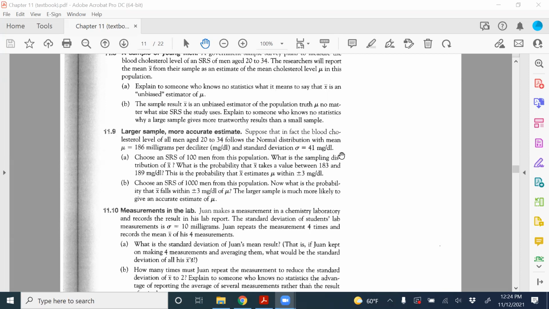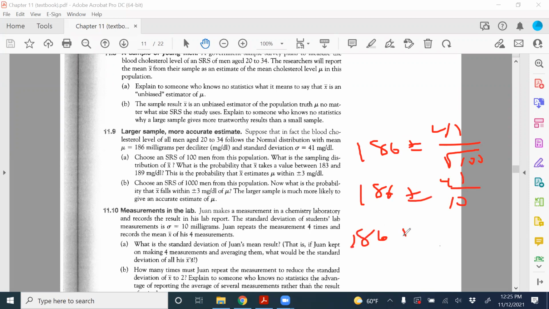So what you'll do, your sampling distribution will be 186 plus or minus 41 over root 100. Root 100 is 10, so it's 186 plus or minus 41 over 10, or 186 plus or minus 4.1. So that's going to be our distribution. So you want to know the probability that you'll find someone between 183 and 189. Maybe that's considered a healthy range, perhaps.